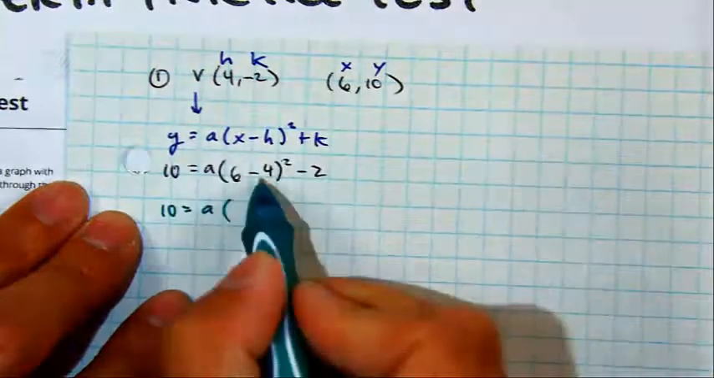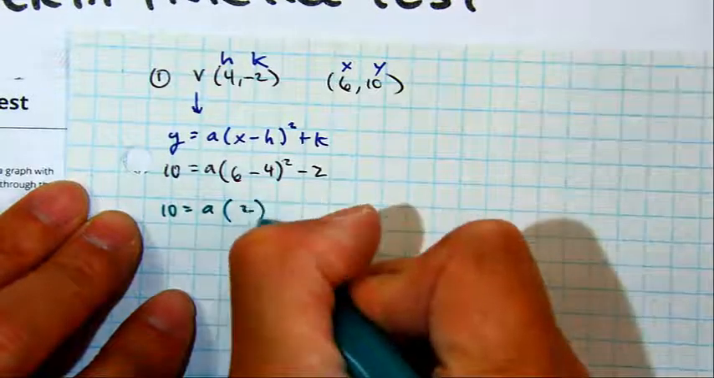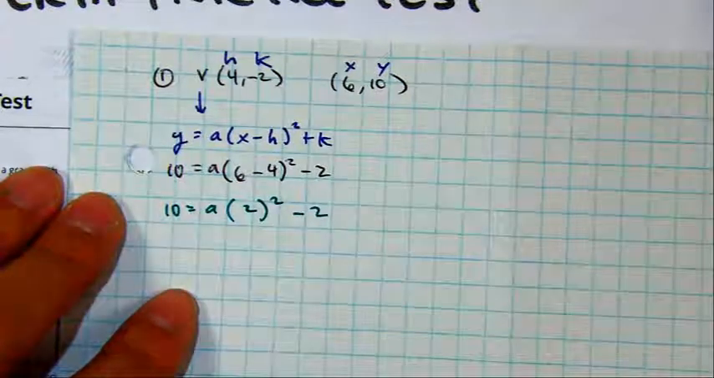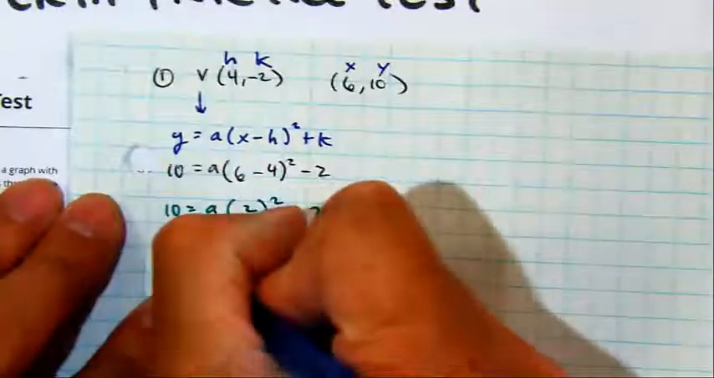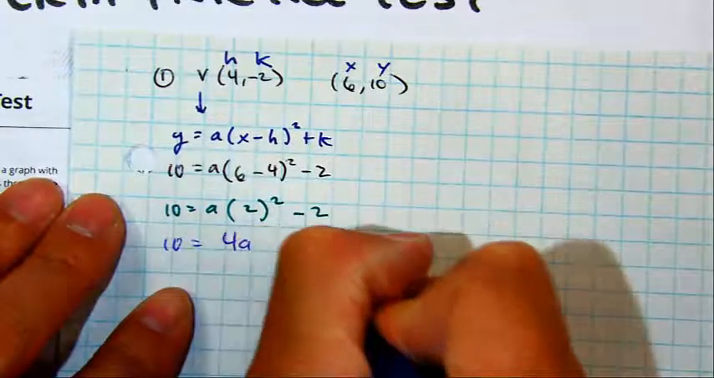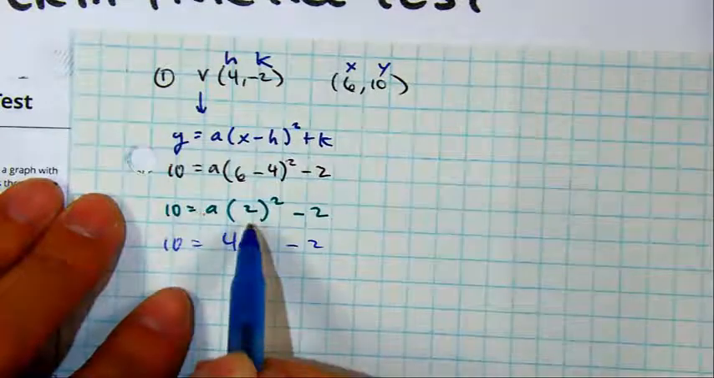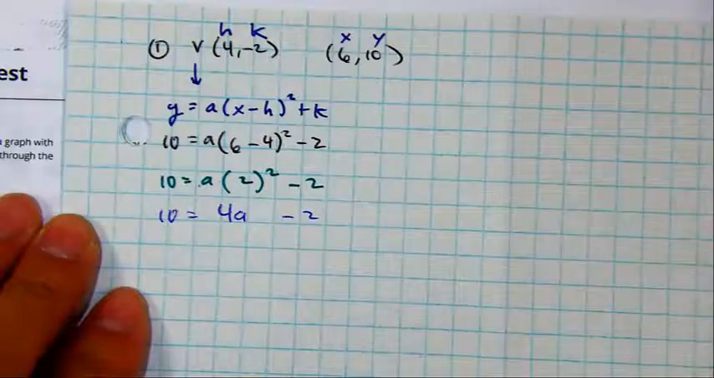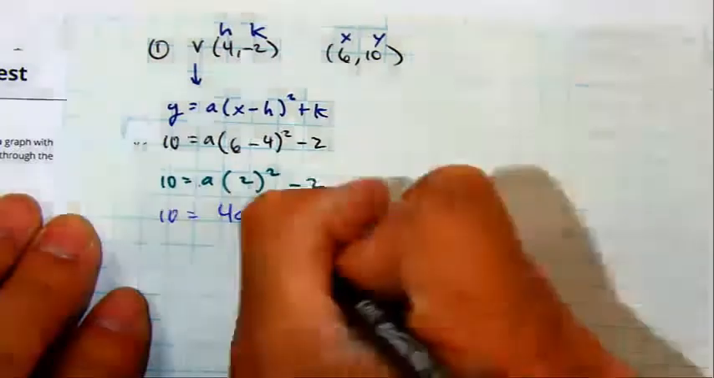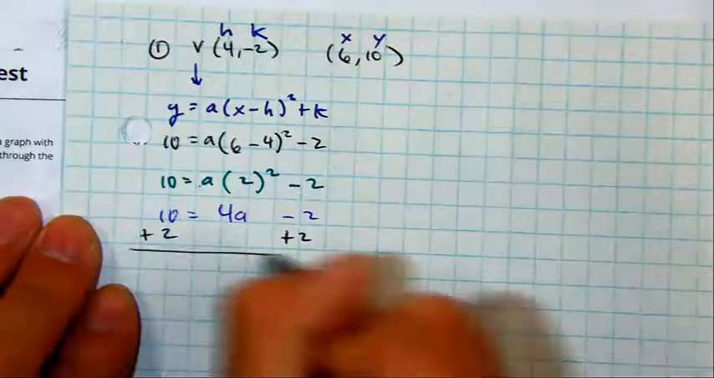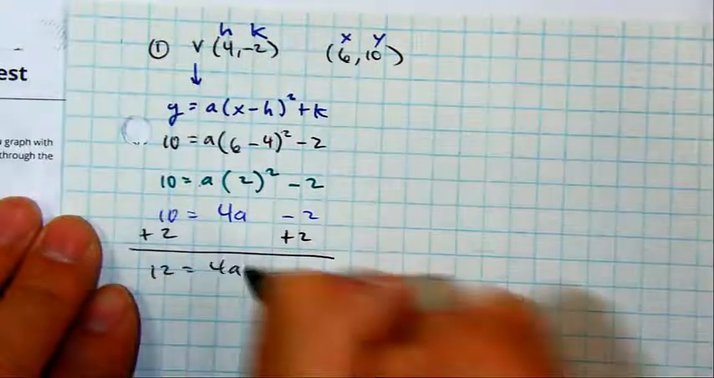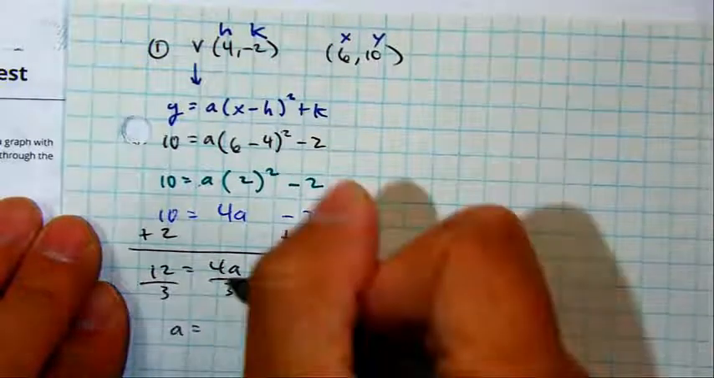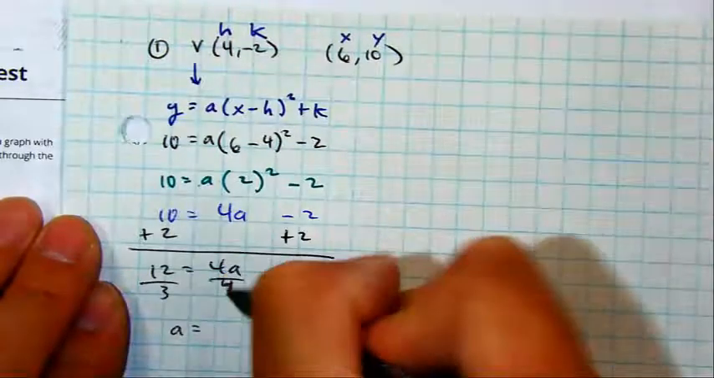6 minus 4? Now I'm just using PEMDAS on one side of the equation. So 2 squared is 4. So I write 4a minus 2. Remember, it's a times 4, so you can change them around because you're used to the variable or number first. To solve there, I'm just going to add 2. So I get 12 equals 4a. Divided by 3? A is equal to, why did I divide by 3? Divided by 4. A is equal to 3.